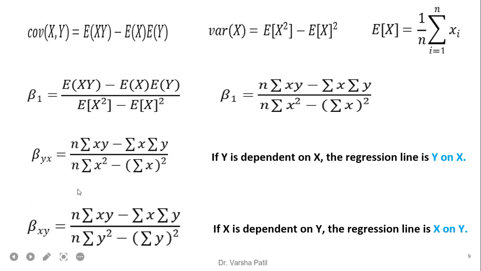Now this is the formula. Now we need to find the 2 regression lines. One is y on x and the second is x on y. In x on y, x is the dependent variable and y is the independent variable. So in this formula, the numerator will remain the same, only the denominator will change with respect to the independent variable.